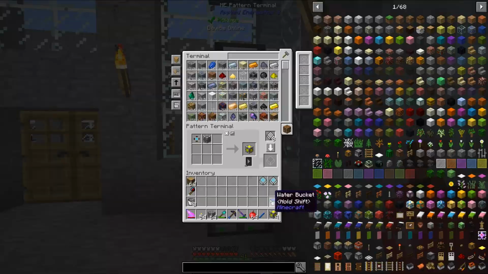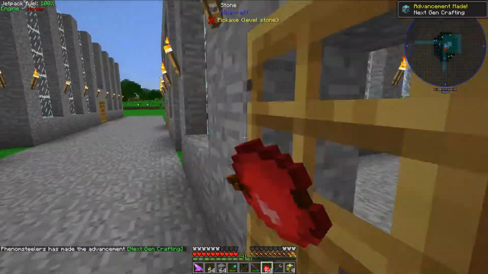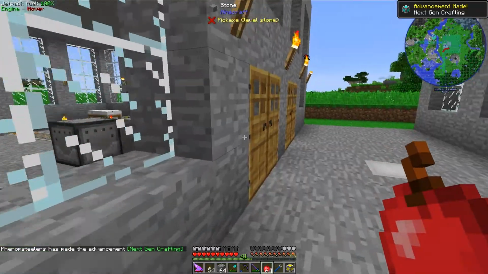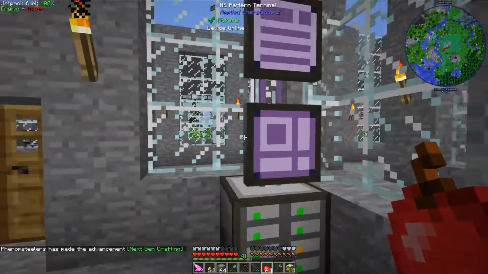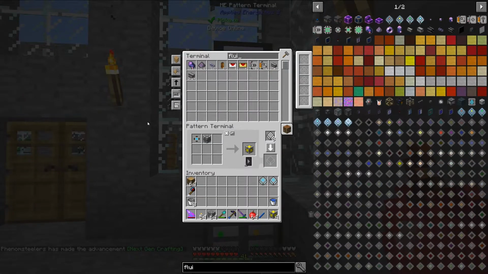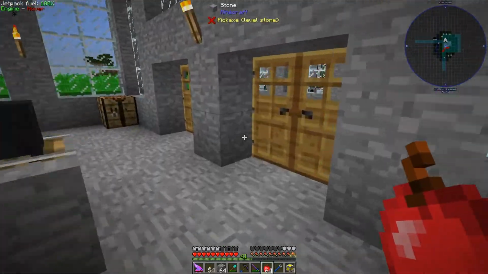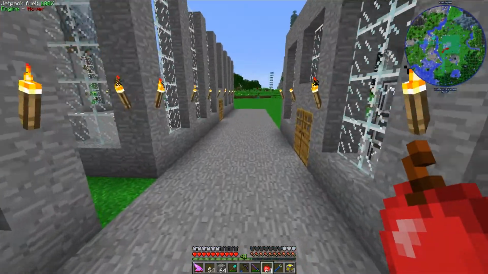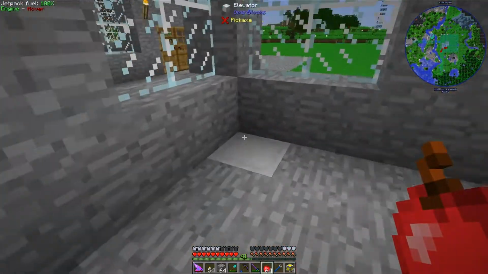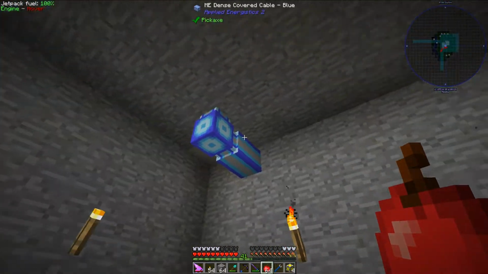If I go ahead and connect these up to the Applied Energistics system, which I am going to do down in the basement there, and let me grab some of the flux cable back, the dense variety. And once I plop these down and they are hooked up to the system, I should be able to autocraft stuff.